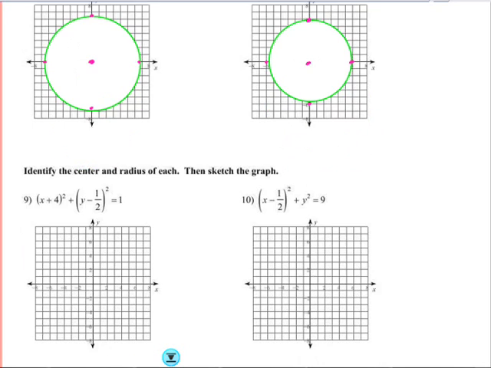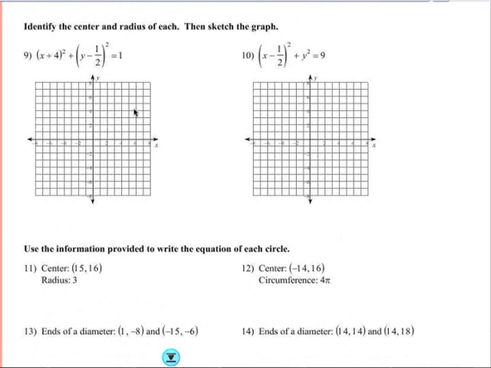Okay, so there are those two. Identify the center and the radius of each, and then graph. So here the center is negative 4 and positive 1/2, and the radius is 1. So that's negative 4, up 1/2. And then if the radius is 1, I'm going to go 1 in each direction. I'll freehand that one since it's so tiny.